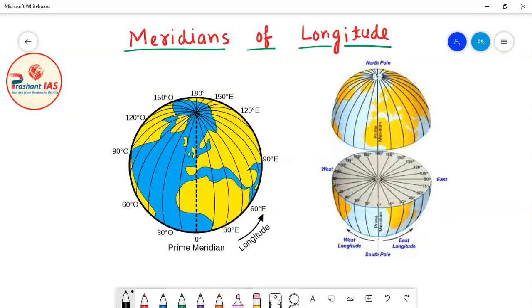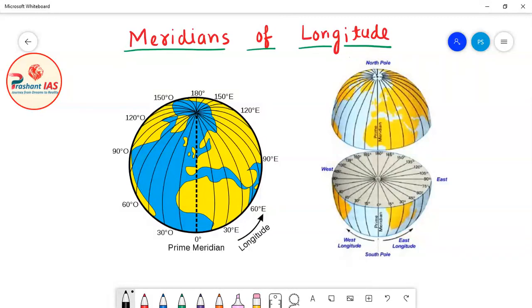So friends, in the last class we have discussed the meaning of longitudes and the concept of prime meridian. We have also discussed the question of how to measure longitudes, and then I explained to you the meaning of meridians of longitude. So friends, in this class we will continue our discussion further with the concept of meridians of longitude. So friends, let's begin.